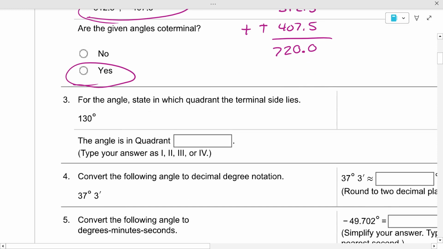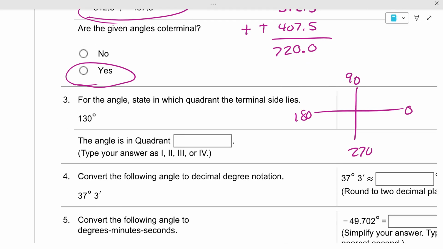Okay, what quadrant is this in? You draw a little quadrant. You go 0, 90, 180, 270, 360. And then from there, you go, well, 130 is somewhere in between 90 and 180, so we must be in quadrant 2. That's 2 capital letter I's. If you put L's down, you'll get it wrong. Okay? We good? 2 capital I's.